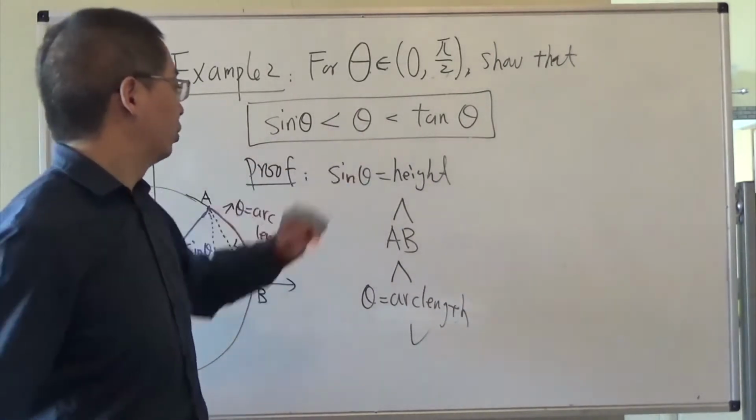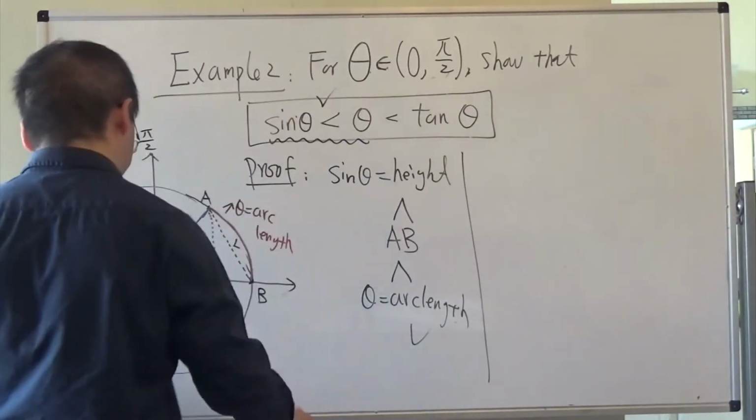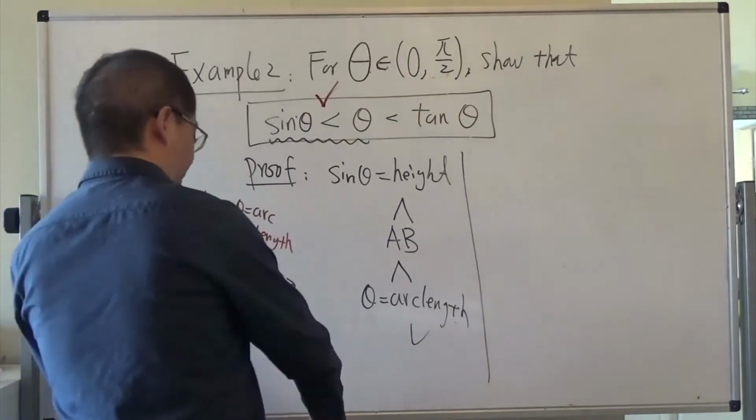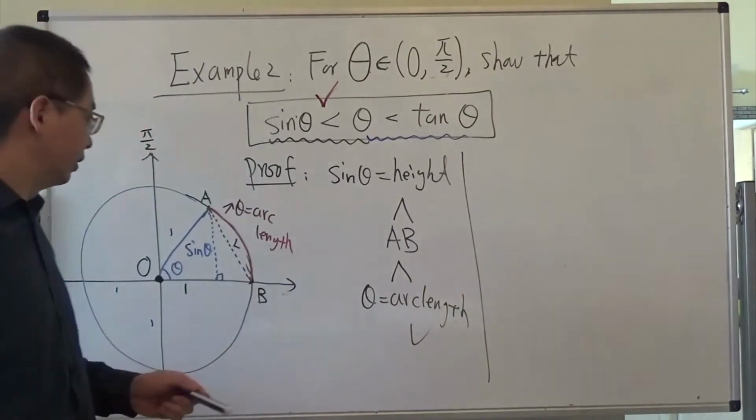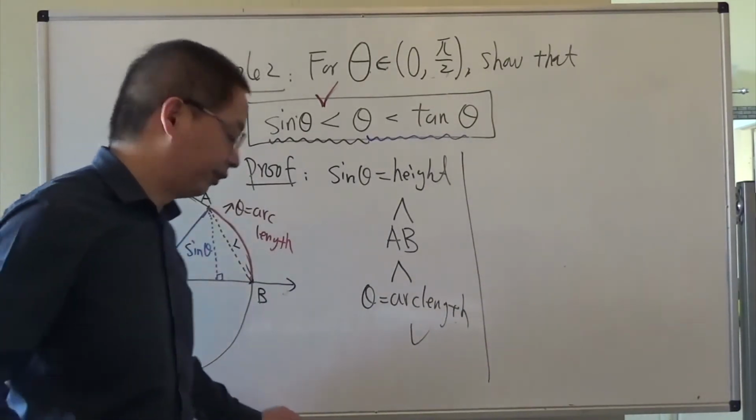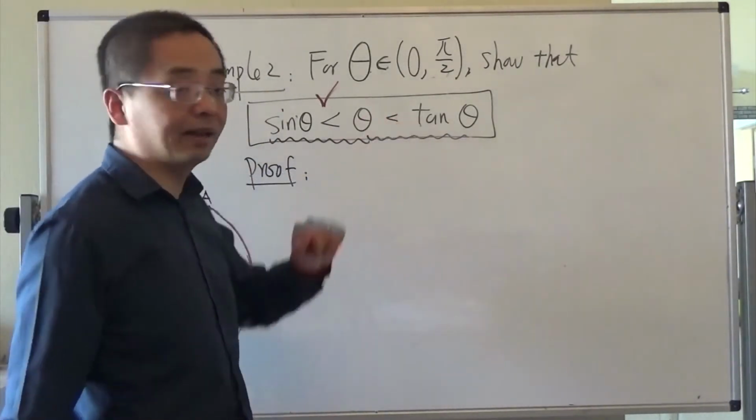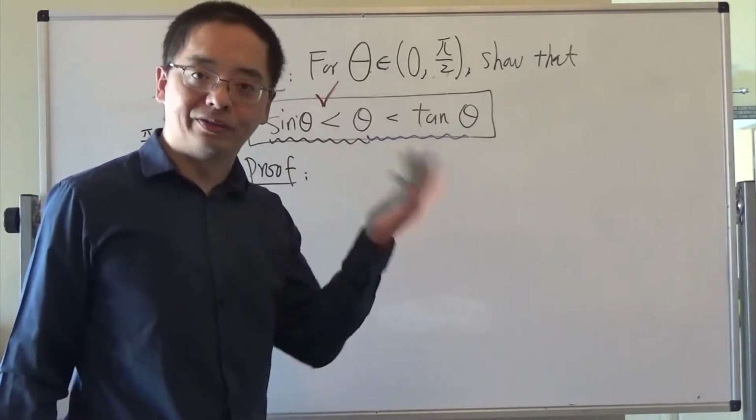Now let's look at the other one. So this part is done, we have established this one. Now let's look at the other half: how do we prove that theta is less than tangent theta? For that one, we are going to use areas instead of arc length.